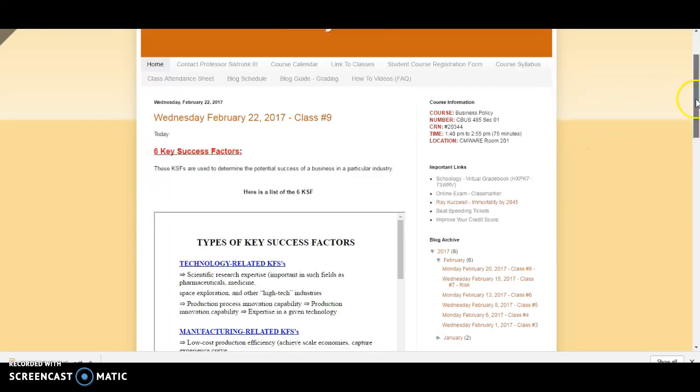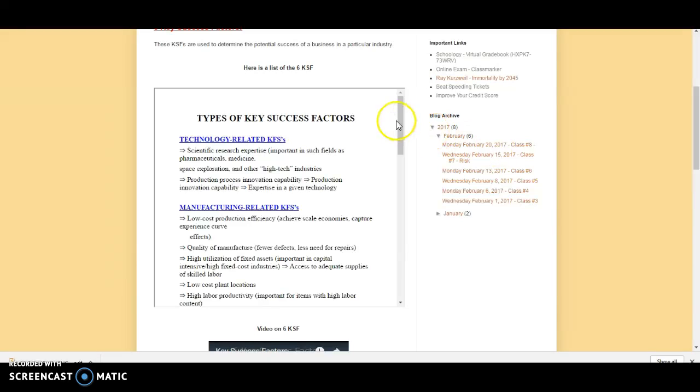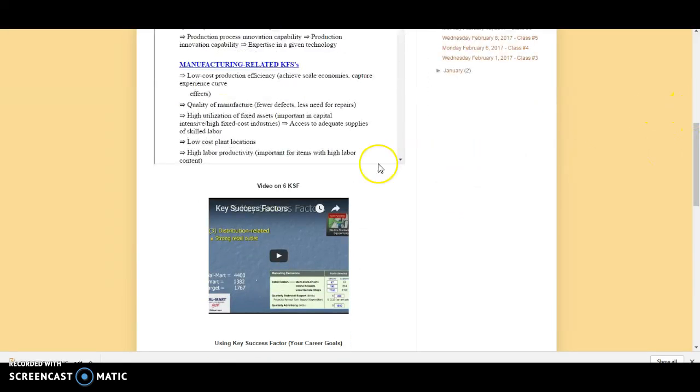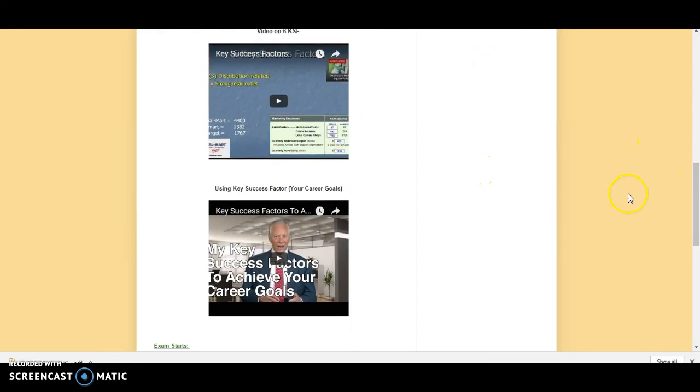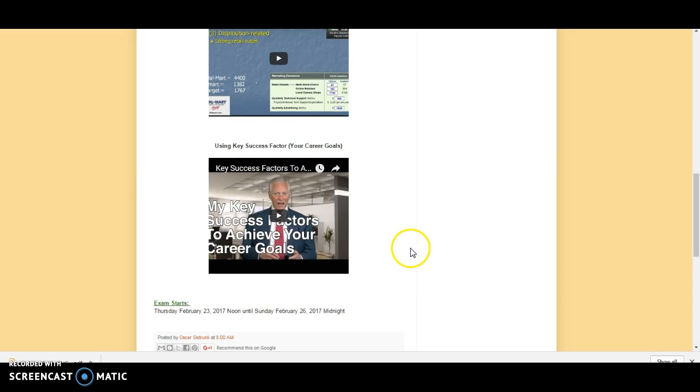You can see that I have a list of the six key factors here. You read through that, and then I have a video that discusses those six key factors. Finally, I have a video of a gentleman who kind of uses those key factors to talk about your own personal career goals. And I know most of you are graduating seniors. You may find this a very valuable video to watch.